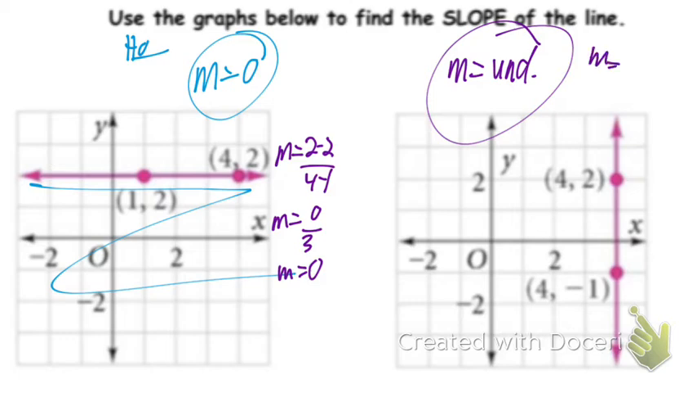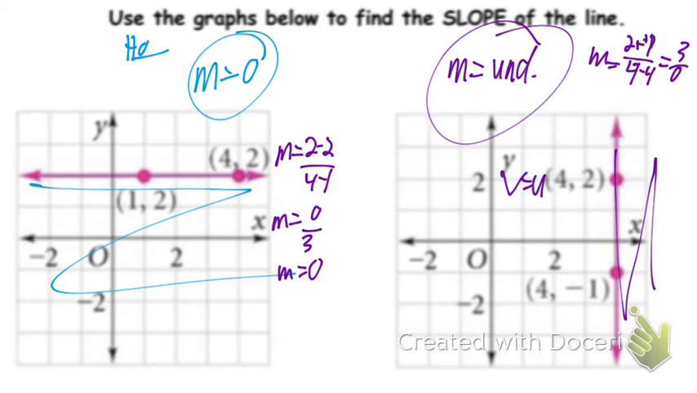So if you did it mathematically, you should end up getting 2 minus negative 1, which ends up being positive, over 4 minus 4, which gives us 3 over 0, which is undefined. You can also make a U out of this. U, okay? Remember, vertical lines kind of look like a U as well. Question on this at all?